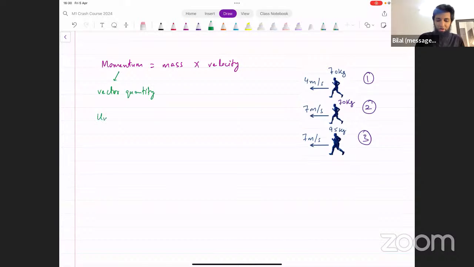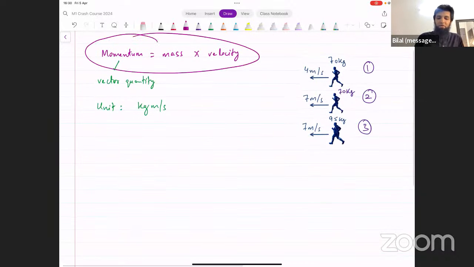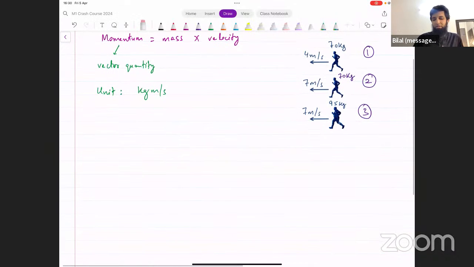What's the unit for momentum? What's the unit for mass? The unit for mass is kilograms. What's the unit for velocity? Unit for velocity is meter per second. So the unit for momentum is kg meter per second. That's the unit that we got for momentum. So this is the formula. Momentum equals mass into velocity.